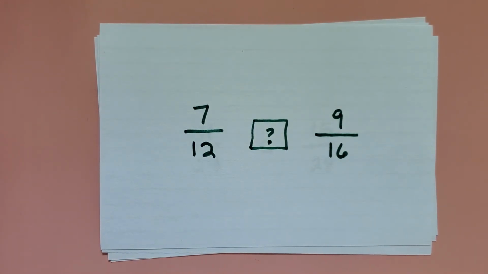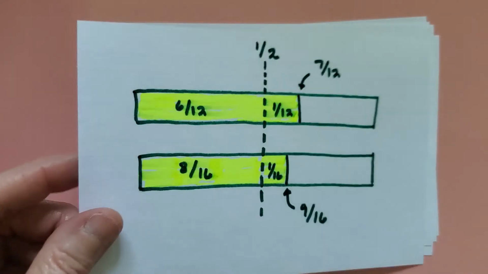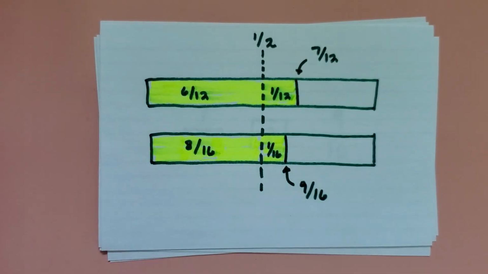Here's another example: 7/12 and 9/16. Again, these are not close to 0. They're not really even close to 1/2, but we do notice that the numerator is close to being about half of the denominator. So 7/12 is 1/12 away from a half, while 9/16 is 1/16 away from a half. So 6/12 would be a half, we have 7/12. 8/16 would be half, and we have 9/16. Now in this case, they are both over half, so we're going to have to use a little bit more reasoning about the size of the pieces.